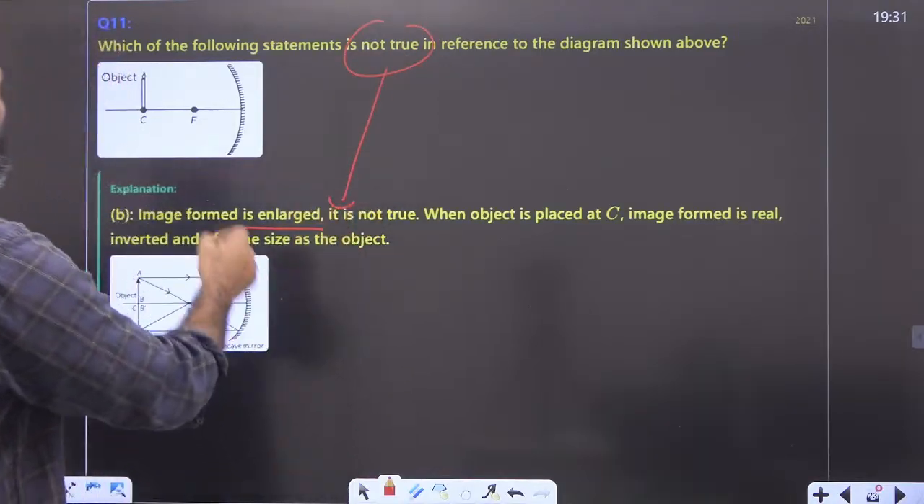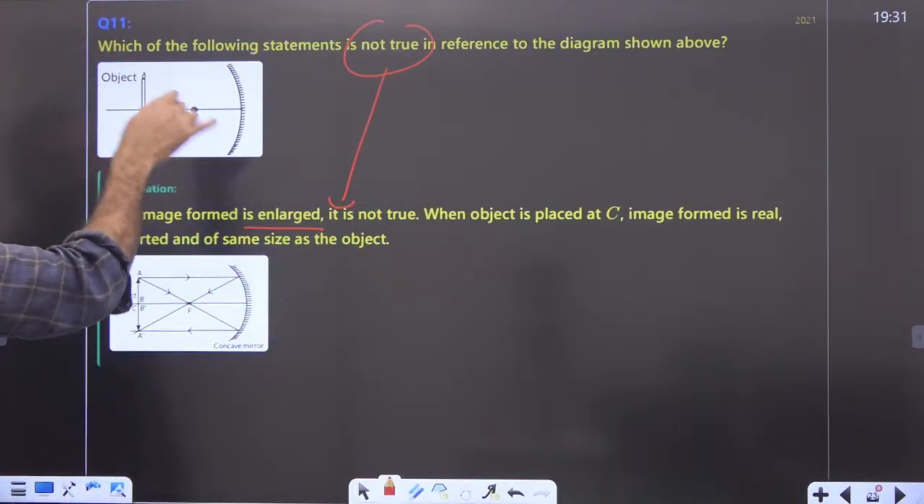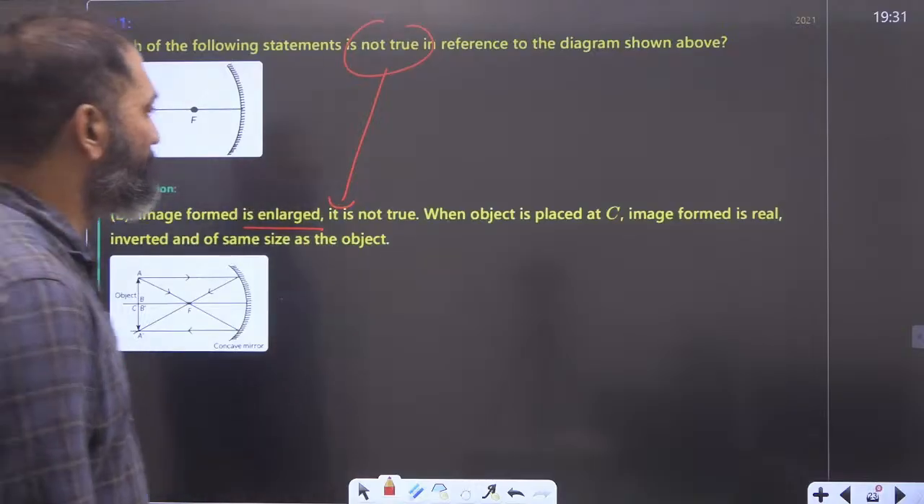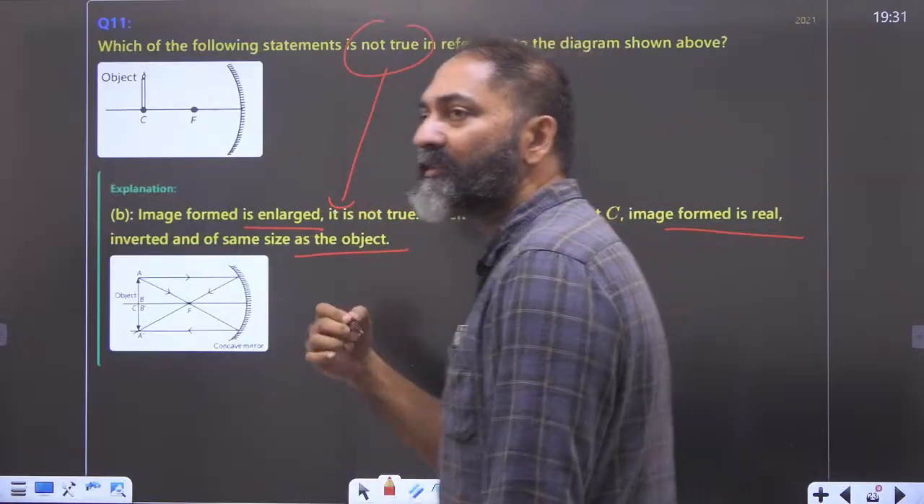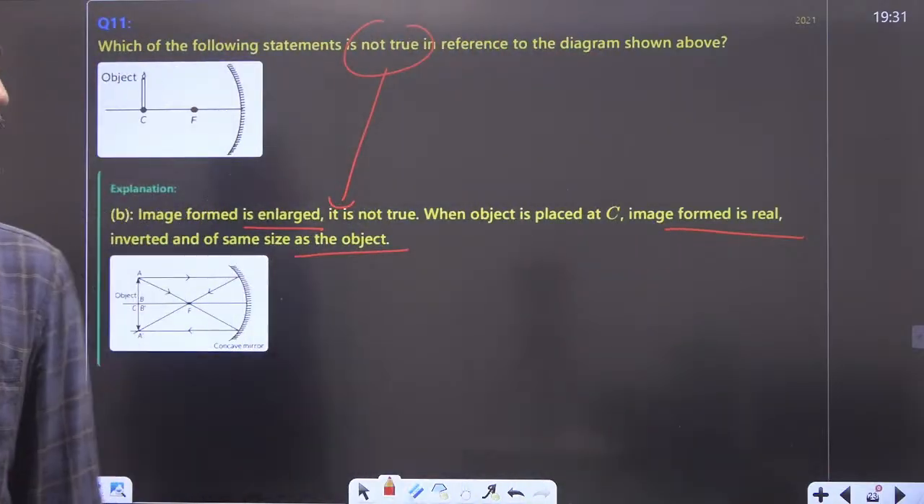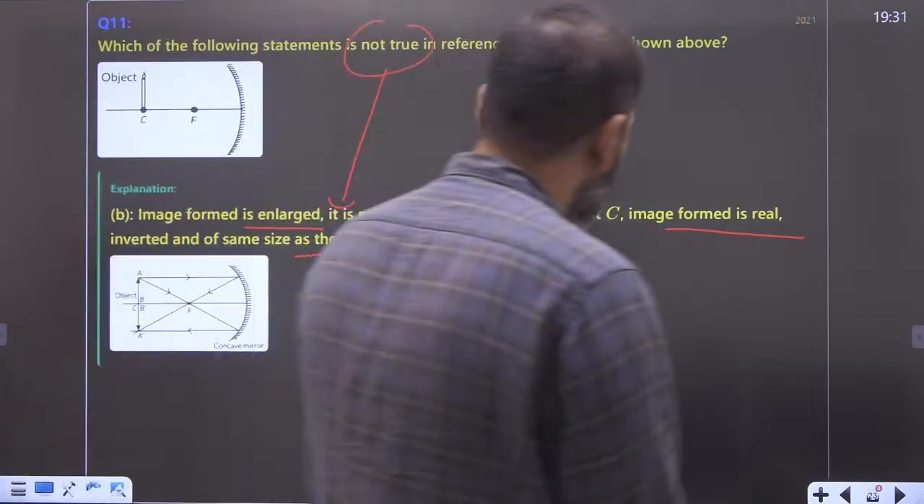So we know that if the object is at point C, the image will also be at point C, of the same size. Image is real, inverted and of same size. We have to select which one is not true. So what is the correct answer? Option B.